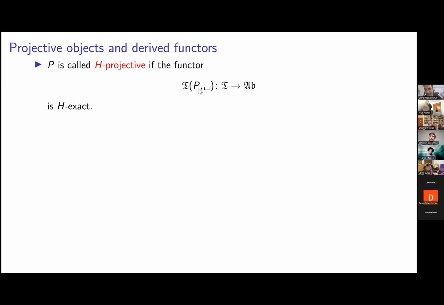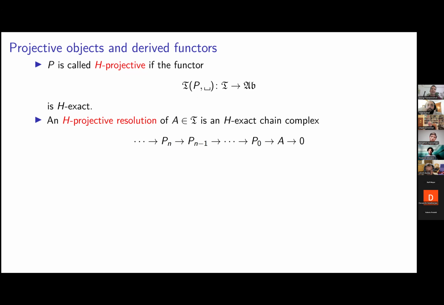This just means hom, right? People use this as well. So the hom functor from T to abelian groups, if this is H-exact, then this guy will be called H-projective. Just the usual definition, mimicking the classical definition. And this, of course, then provides what I can talk about: H-projective resolutions.